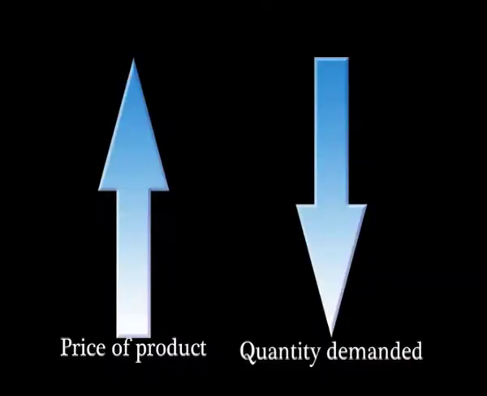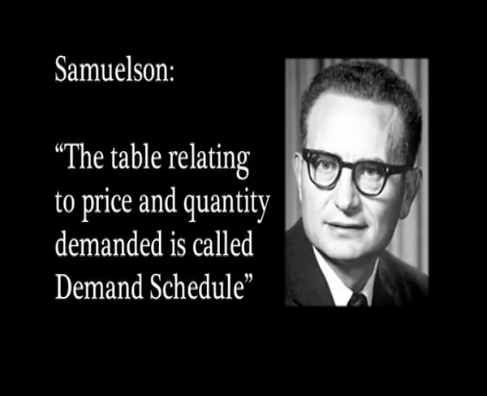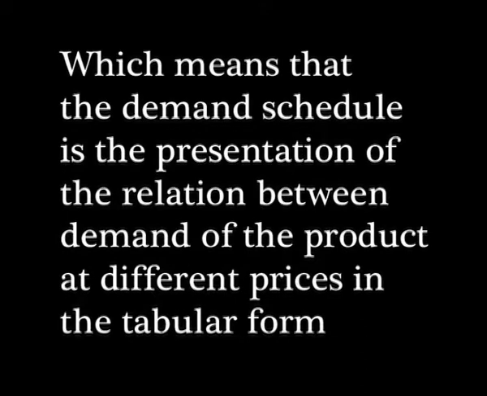That is, when the price of the product is high, the quantity demanded will be low, and when the price is low, the quantity demanded will be high. In the words of Samuelson, the table relating to price and quantity demanded is called demand schedule, which means that the demand schedule is the presentation of the relationship between demand of the product at different prices in a tabular form. Demand schedule can be categorized into individual demand schedule and market demand schedule.